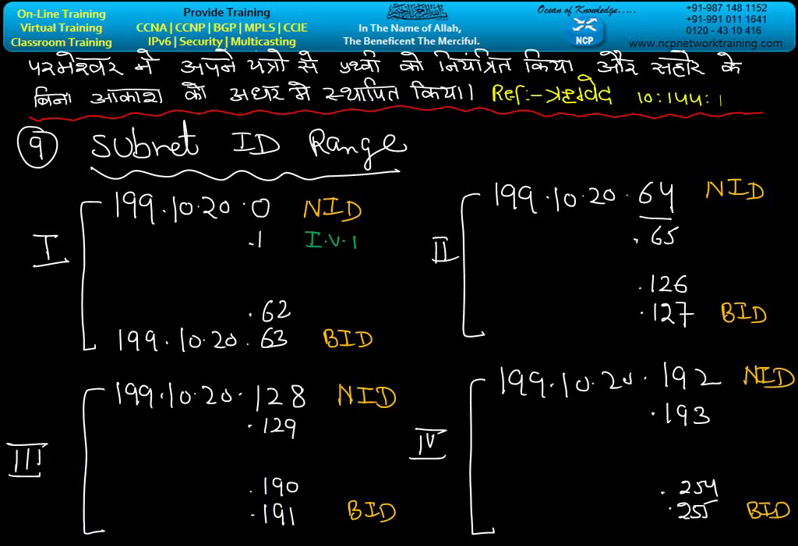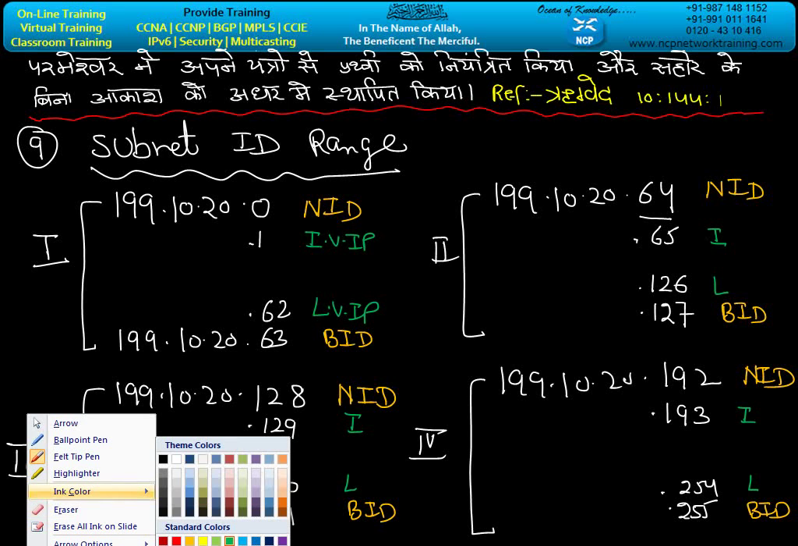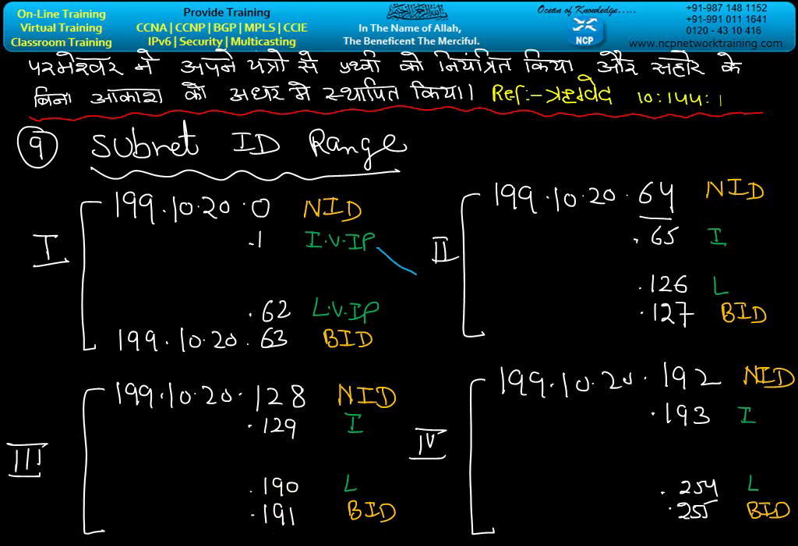First valid IP, last valid IP, first valid IP, last valid IP, and from first valid IP to last valid IP, valid IP range.